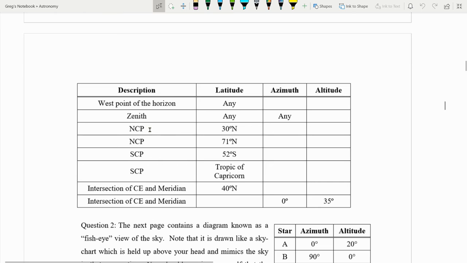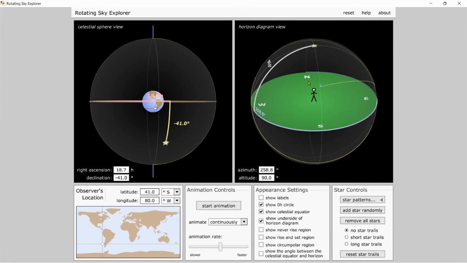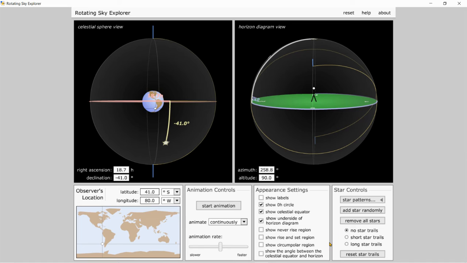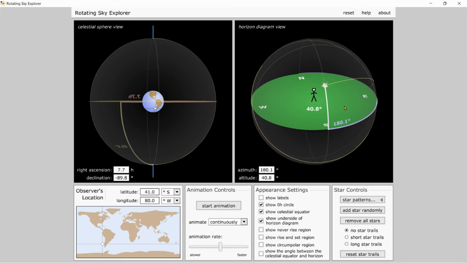Okay, the next description is the north celestial pole at latitude 30 degrees north. What is the azimuth and the altitude? Well, let's figure that out. All right, so here's my north celestial pole, and we can show it by dragging this star to the north celestial pole, boom, right there.